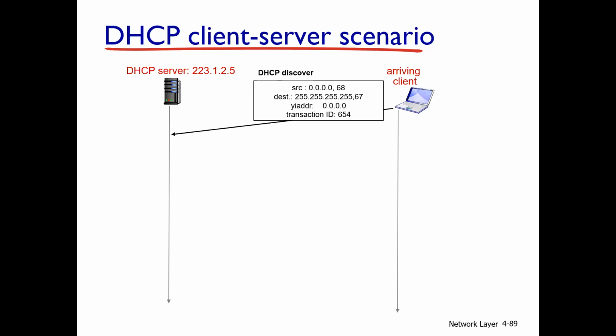So this client is using its IP address as 0.0.0.0, and it has a transaction ID, which the client sets to identify this particular DHCP discover request.